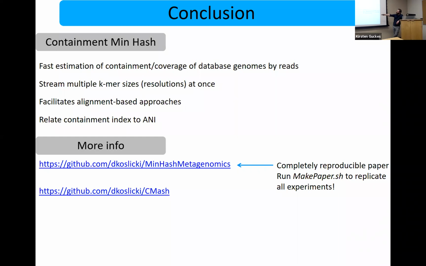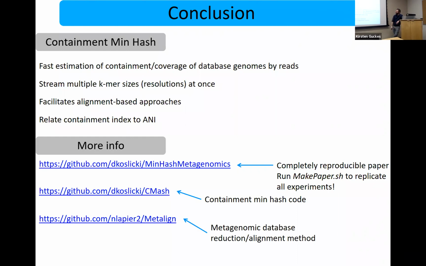Then just the smash method, which does the containment index in one go, is contained in this GitHub repository. And if you want that whole pipeline of taking the database, doing the database reduction, doing the alignment, doing the multi-mapping reads, all this kind of stuff, that's contained in this GitHub repository right here.